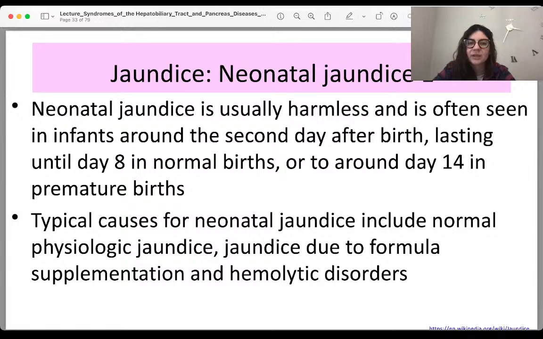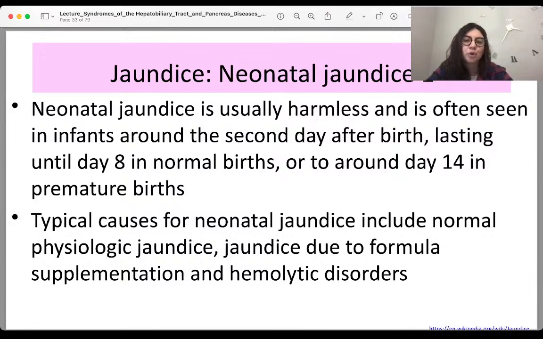Neonatal jaundice. It is a fourth type of jaundice. It's usually harmless and often seen in infants around the second day after birth, lasting until day 8 in normal birth or to around day 14 in premature birth. It is a variant of normal. Typical causes of neonatal jaundice include normal physiological jaundice, which is what I told about in this normal period.